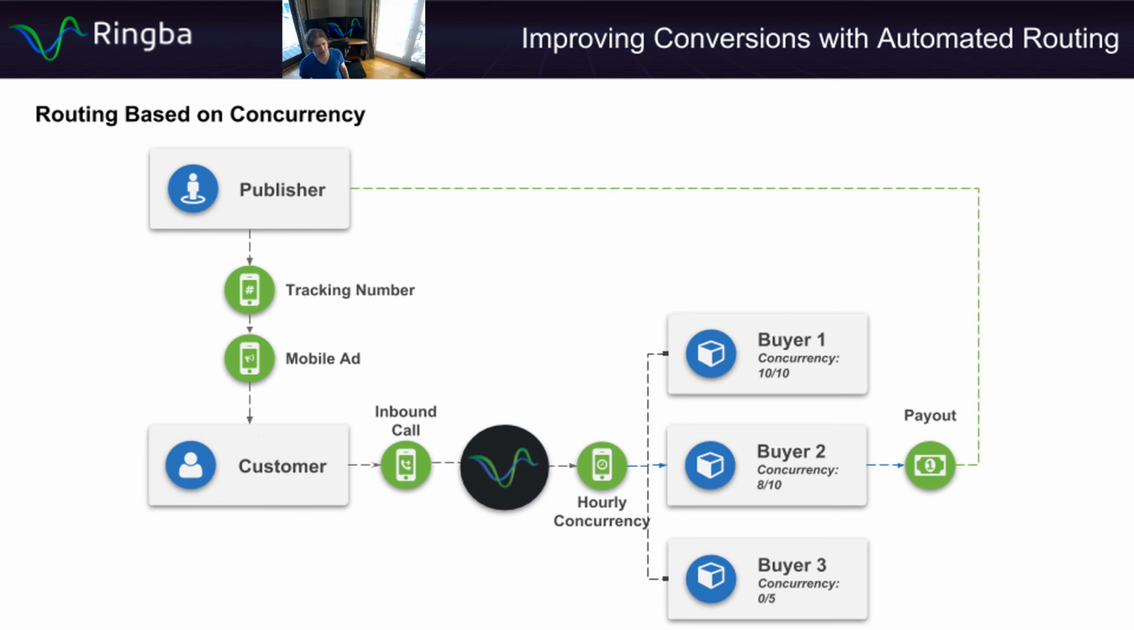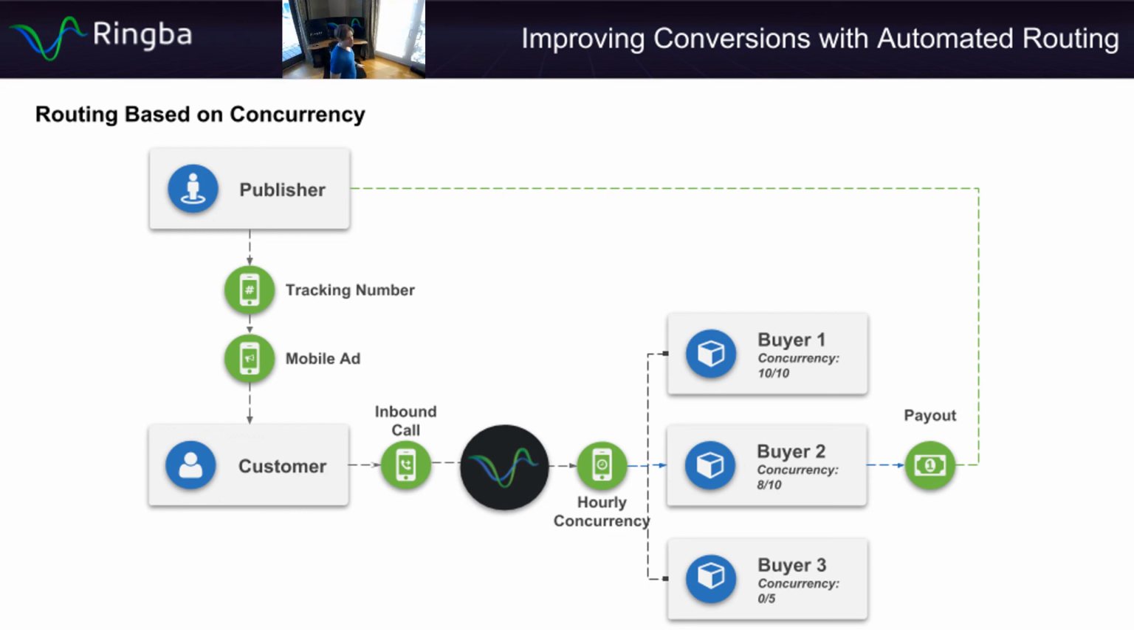And so the way this works is this. The publisher, they get their tracking number, a customer calls it, all right? Ringba's gonna take a look at how many concurrent phone calls all the buyers have. And you can configure the concurrency of a buyer flat. You can say they can take 10 CC at all times, or you can actually configure their hourly concurrency by day, which is really the best way to do it.